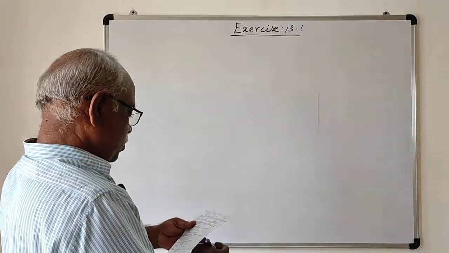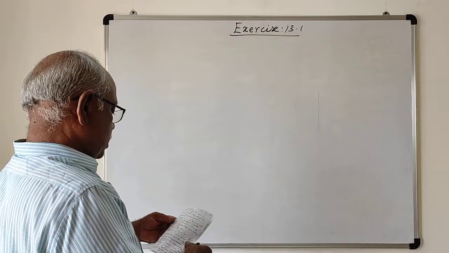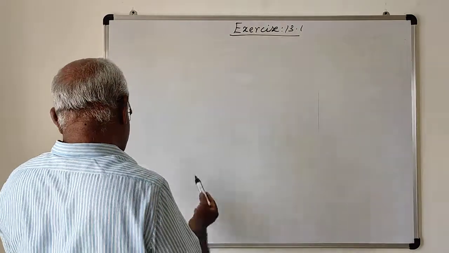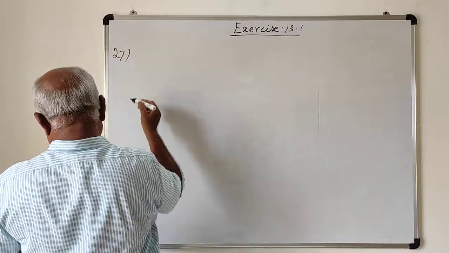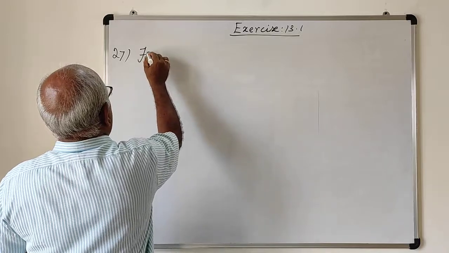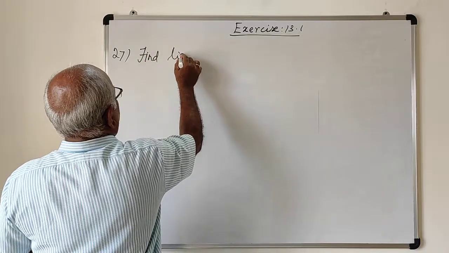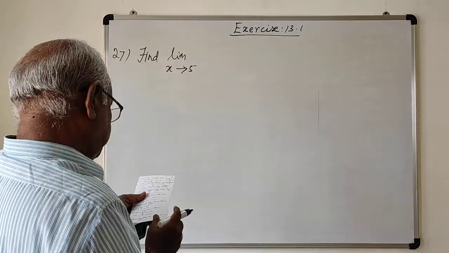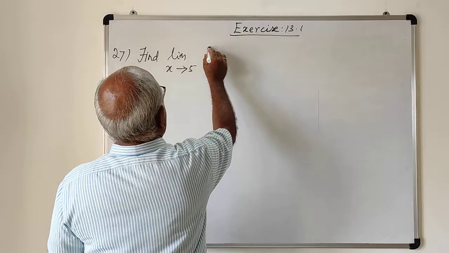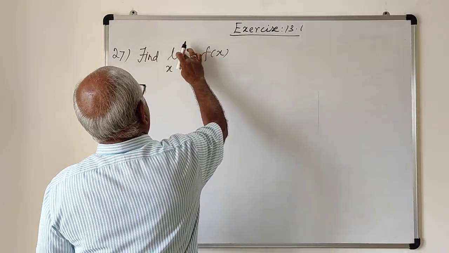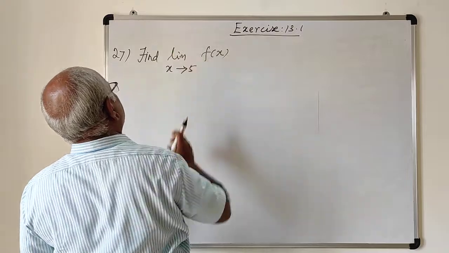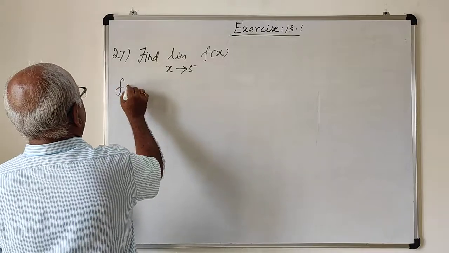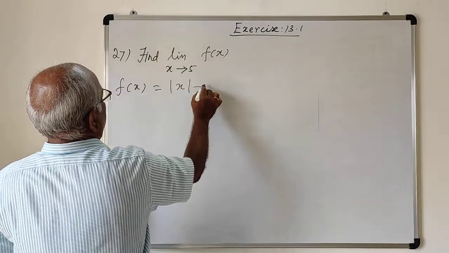Okay, next problem 27. Find limit x tends to 5 f of x, where f of x is mod x minus 5.